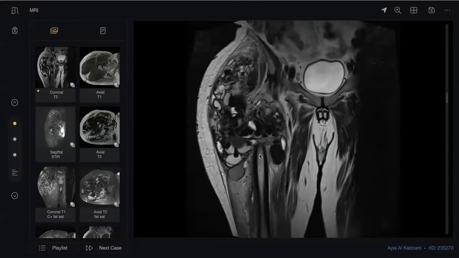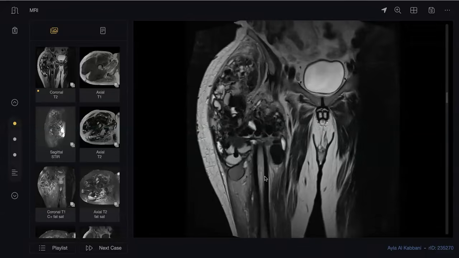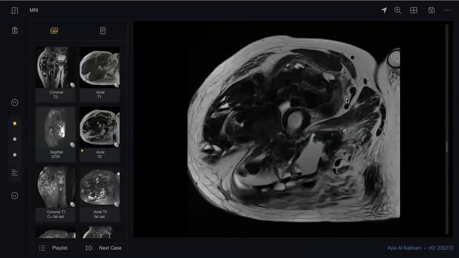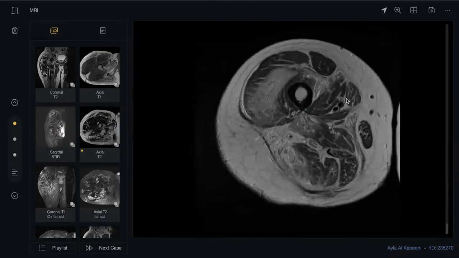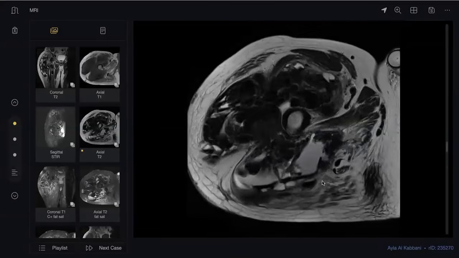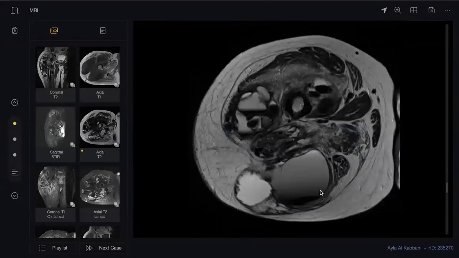What is the cause of these different intensities on MRI? Would you like to take a look at any other sequence? Yes, I would like to also look at the contrast enhancement sequences. Look at the axial T2 first. This is axial T2, and I can see there is a shading sign within some of the cysts, with another cyst showing a fluid level.